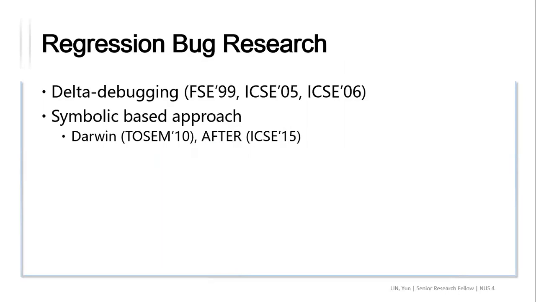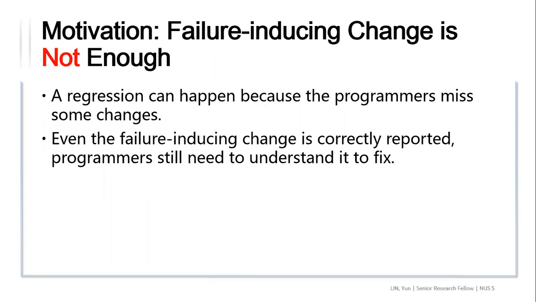There has been a lot of regression localization work to find the failure-inducing change, including delta debugging and a symbolic-based approach. However, only reporting the failure-inducing change is still far from enough to help programmers debug in a straightforward way. First, a regression can happen not only because the programmers write something incorrect, but because they miss some change. In this case, there is no such straightforward failure-inducing change. The programmers need to explore the code context themselves.